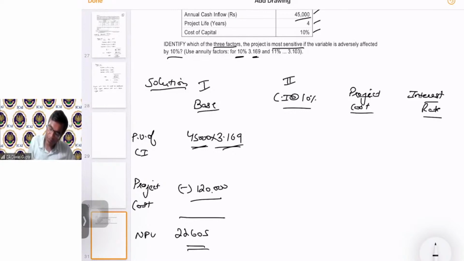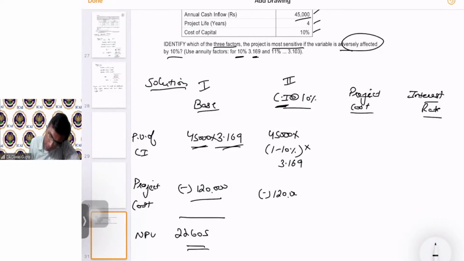Second case, what I'm saying is if cash inflow gets adversely affected by 10%. How will cash inflow get adversely affected by 10%? If 45,000 gets down by 10%. So in this case, what we are going to do, 1 minus 10% multiplied by 3.169 minus 1,20,000. The net amount will be 8344.50.